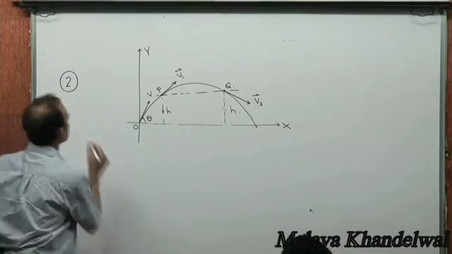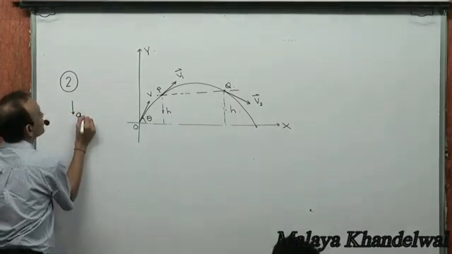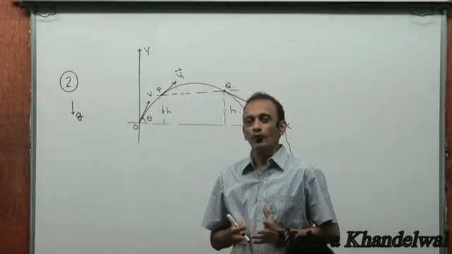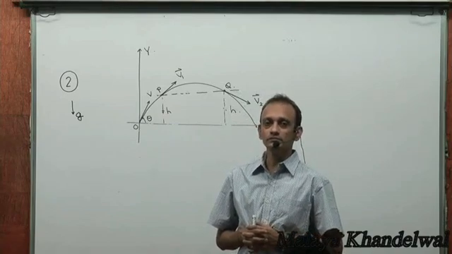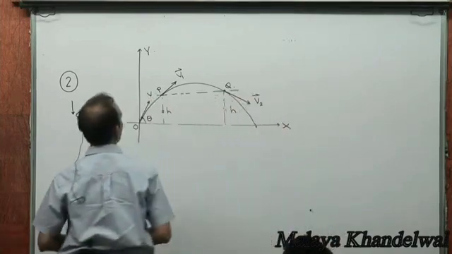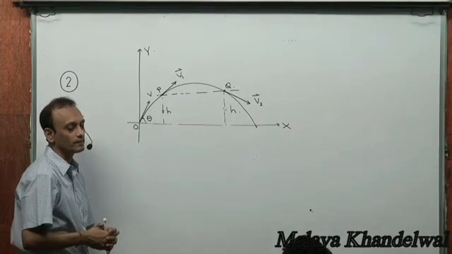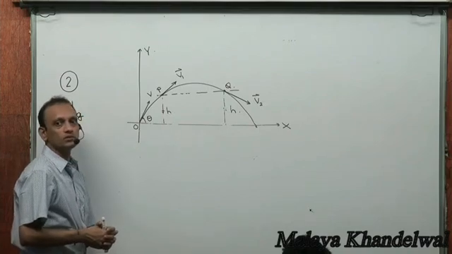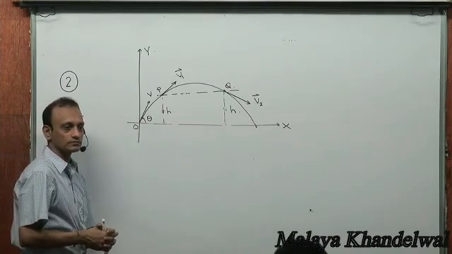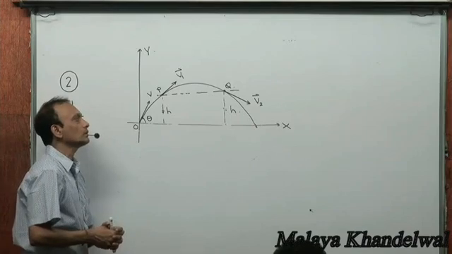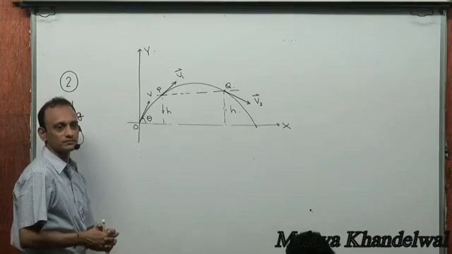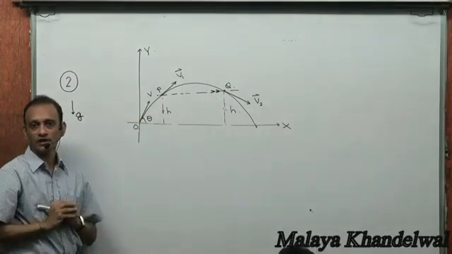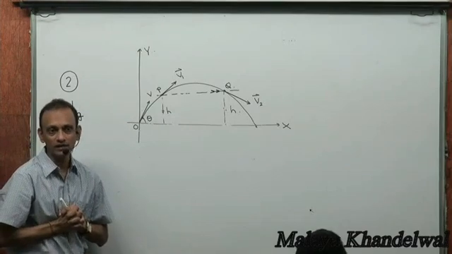Of course, it's a case of constant acceleration, g downwards. Let me just tell you conceptually. When the particle goes from P to Q, what is its displacement? PQ, which is purely horizontal. Its displacement is purely horizontal.